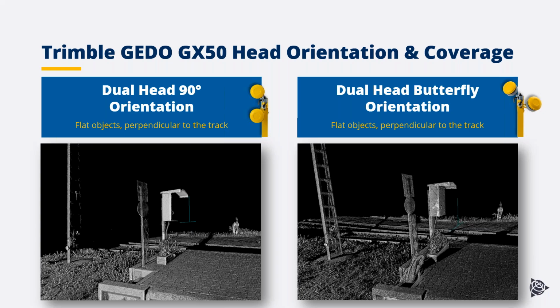Then here's an example of the dual head 90-degree orientation for a flat object that is perpendicular to the track. The butterfly was a 90-degree orientation, and you can see here that this box is only visible with some level of detail from the side. In the butterfly configuration, you can see a higher level of detail, and you can almost see two sides of that object from where the scan has been taken from that track.